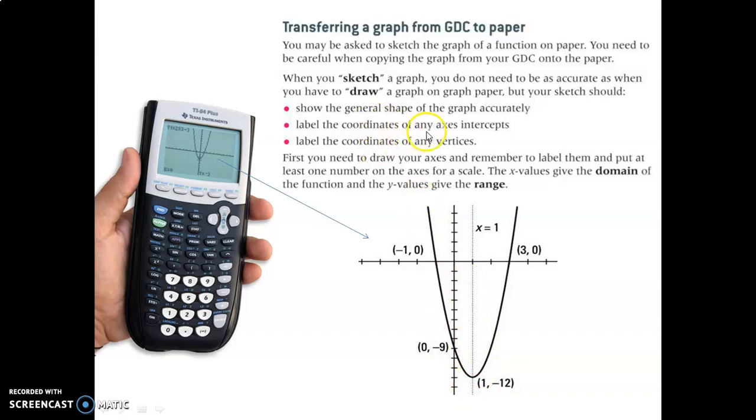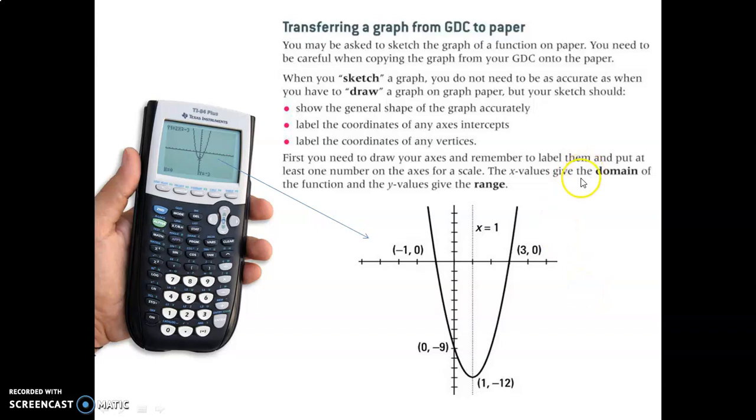It should also label the coordinates of any axis intercepts. So notice here the x-intercepts are labeled and the y-intercept is labeled. And remember, the x-intercepts occur when y is 0, so we see 0 there for both of those. And the y-intercept occurs when x is 0, so we see 0 there. So make sure you label those. And it says also label the coordinates of any vertices. So here's our vertex of the parabola, it's labeled. So all those 4 key points are labeled, and that is considered now a good sketch. You do not need to label the axis point by point.